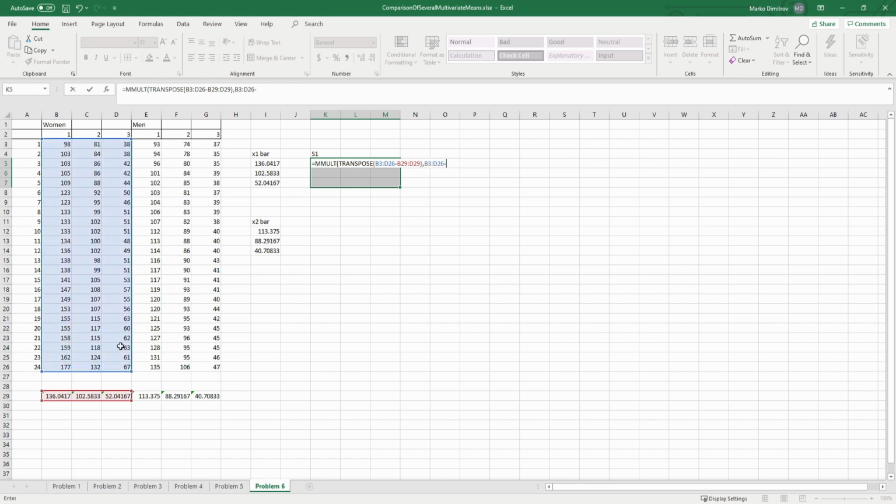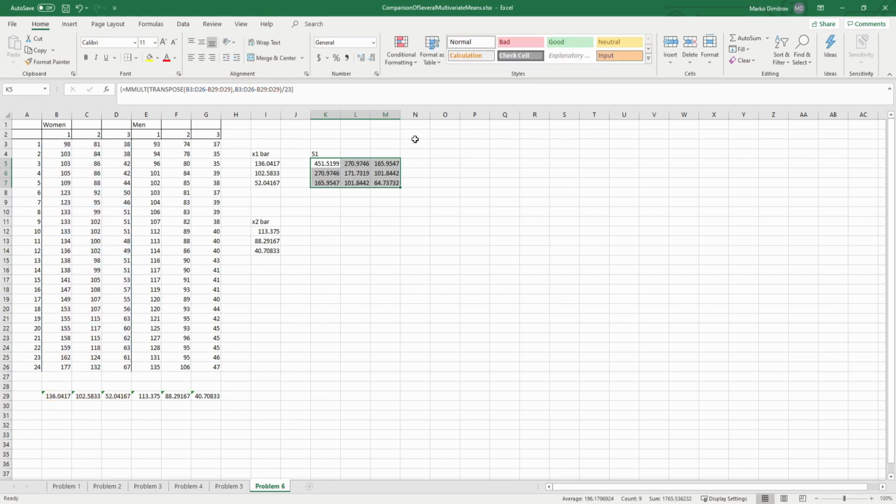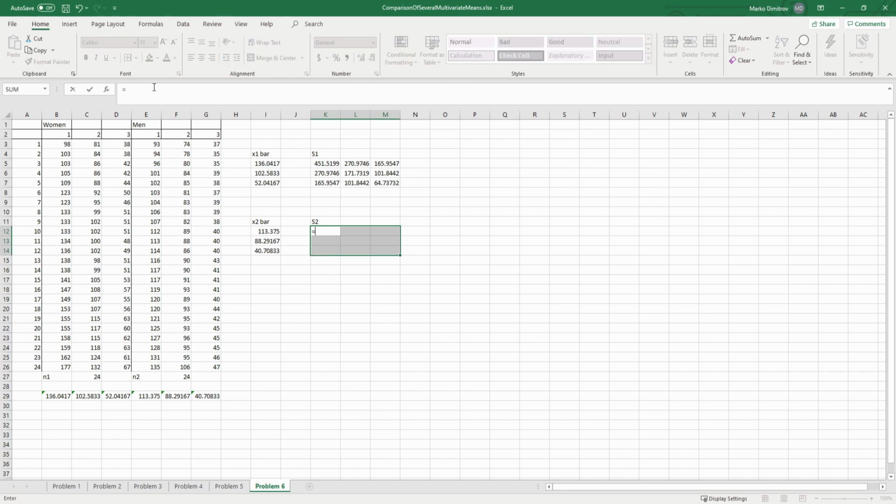Don't forget that this can also be computed by hand. Divided by 23 in this case, because 24 is the sample size, and S2 for this one, the same matrix multiplication.